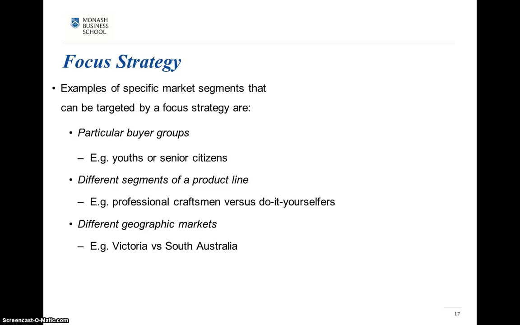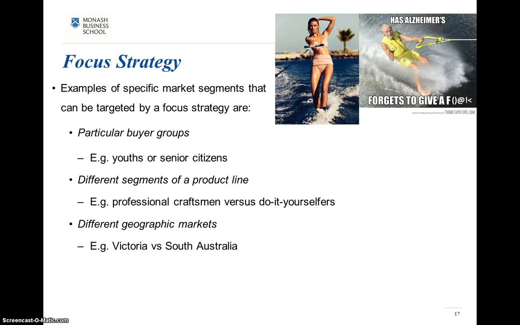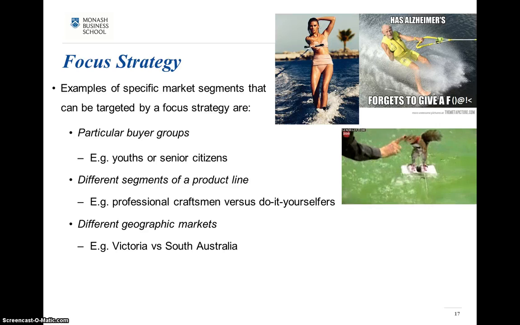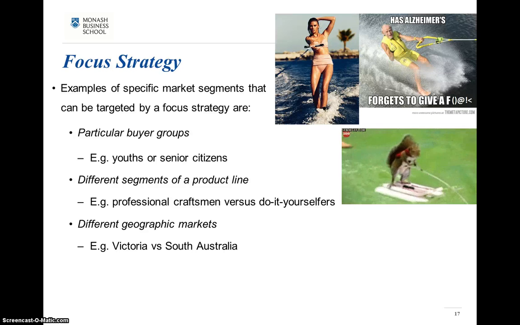We've got some examples here of specific market segments that can be targeted by a focus strategy. So particular buyer groups, for example. Are you going more the youth look? Are you trying to appeal to younger people specifically? Or are we going more towards our senior citizens, as our man up here in the top right corner demonstrates? Not necessarily all people with Alzheimer's may be your targets, but certainly different segments of a product line. Whether you're going for targeting professional craftsmen or do-it-yourselfers, people who prefer to build things on their own, for example, as opposed to hiring somebody else to do it, or even, and I think we have a little picture here, not really sure, he's more of a do-it-yourselfer, isn't he?